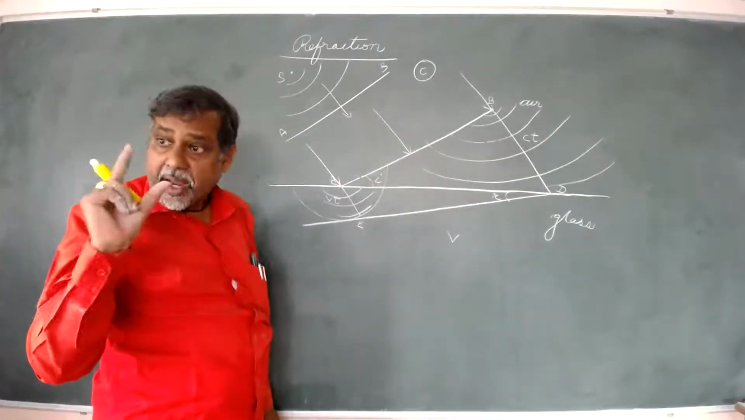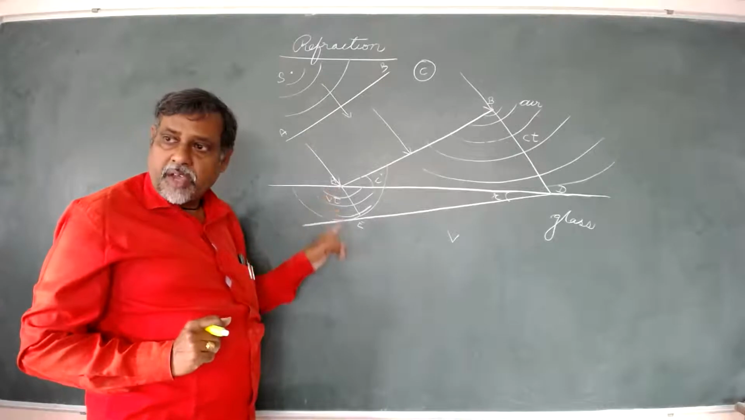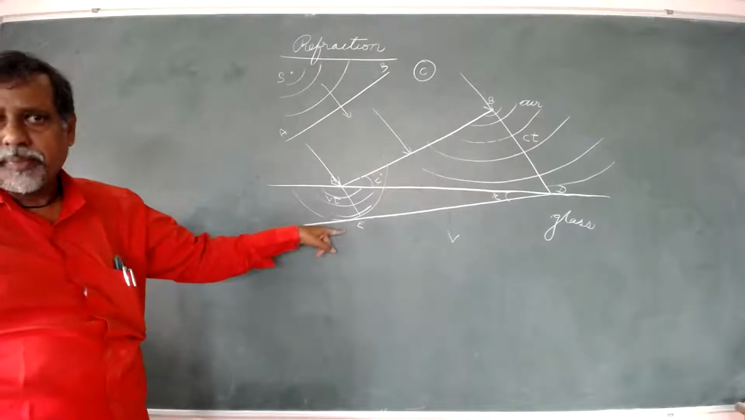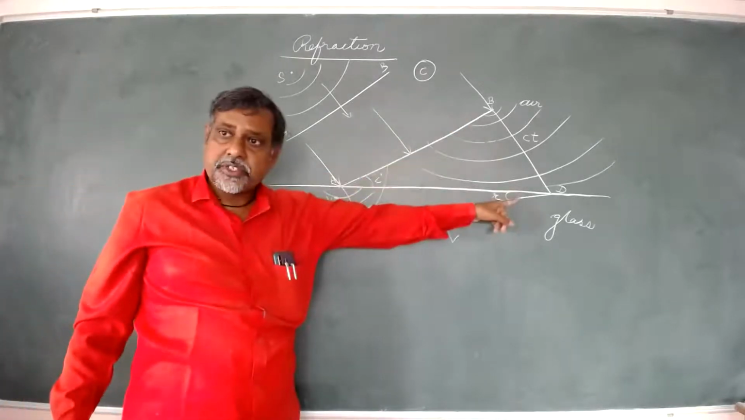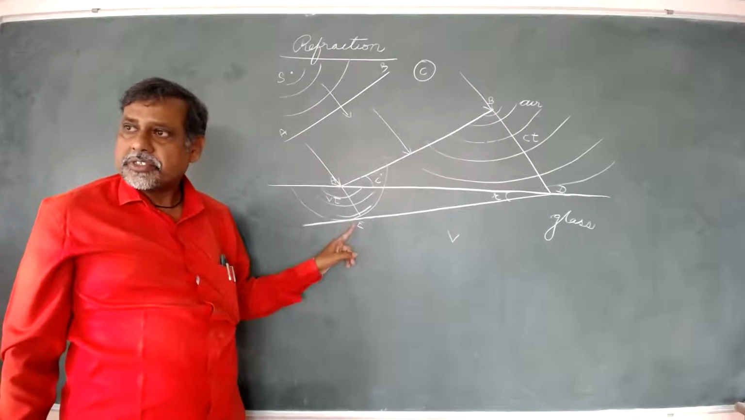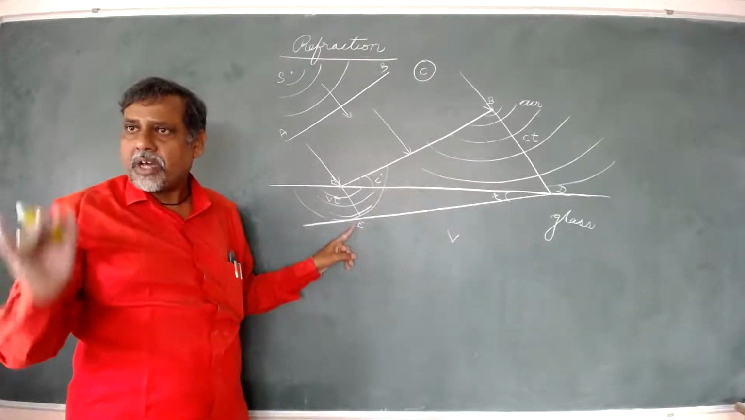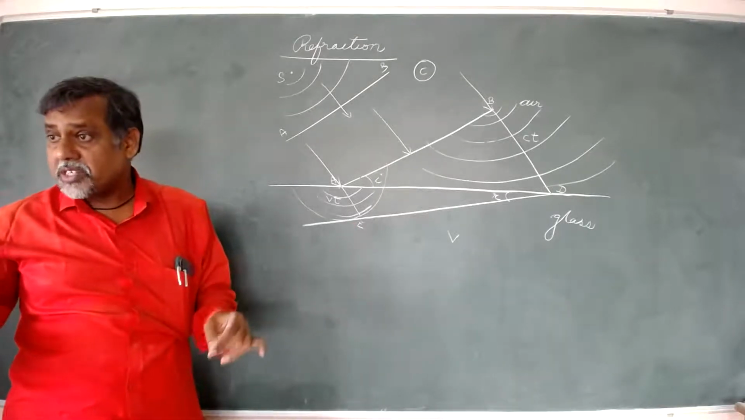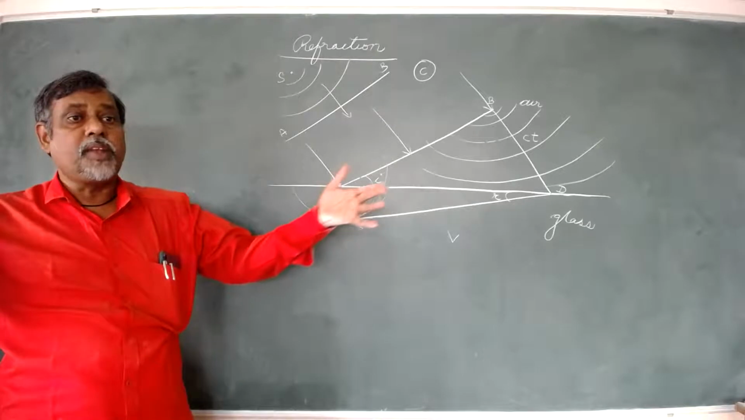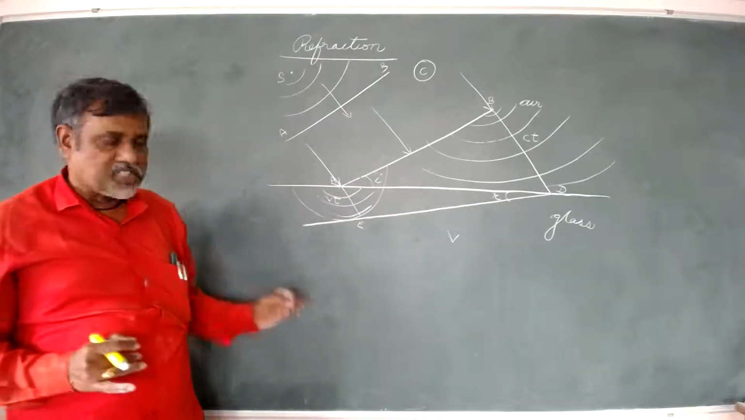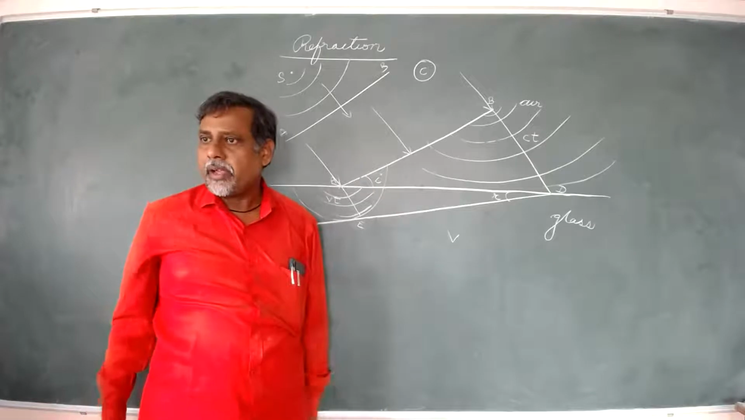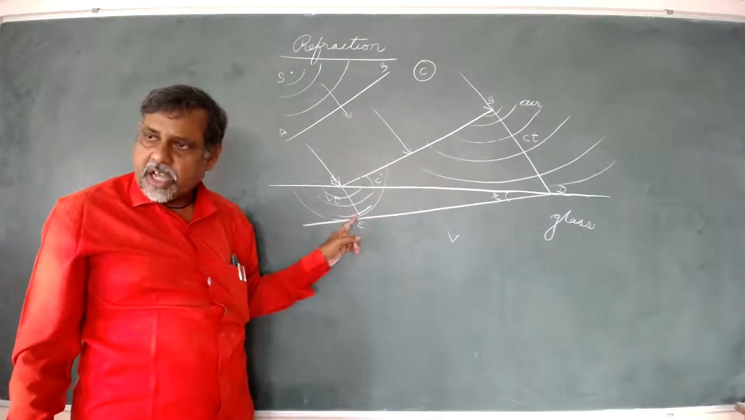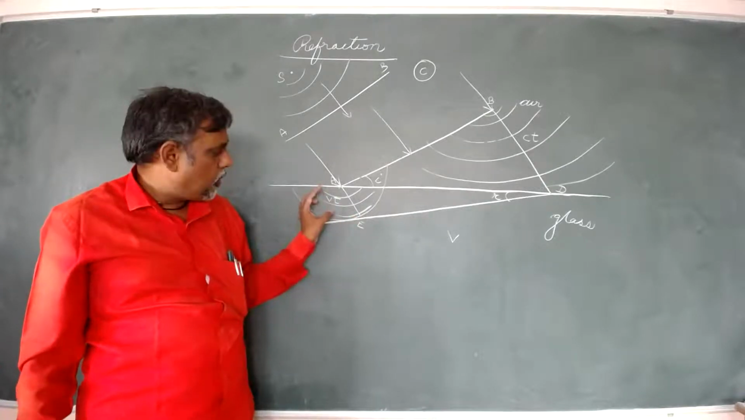In the meantime, at the same time, secondary wavelets from A will begin into this glass. But these secondary wavelets from A will not be able to cover this much distance. They will be able to cover only this much distance. How much distance these secondary wavelets cover depends upon velocity. The more the velocity, the more the distance covered. The lesser the velocity, the lesser the distance covered by the waves. Understand? Once again, the time is only t.